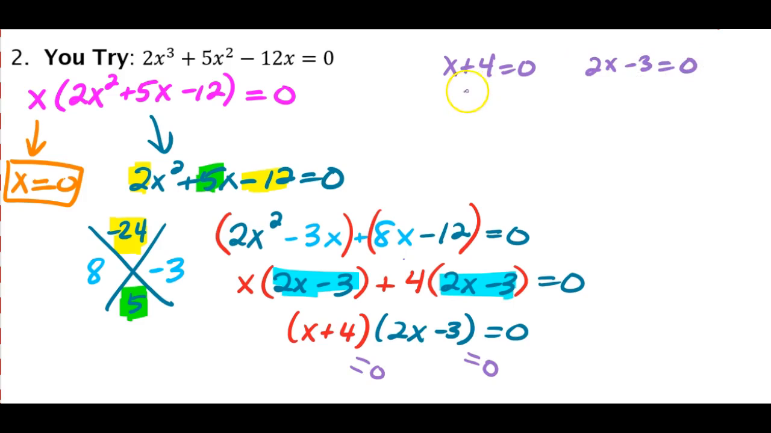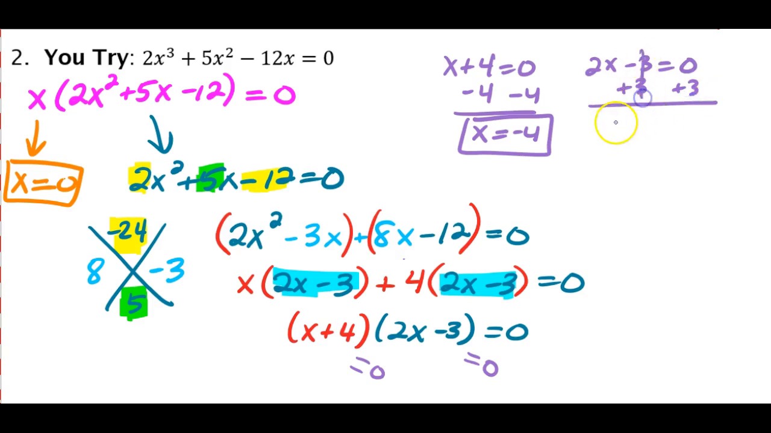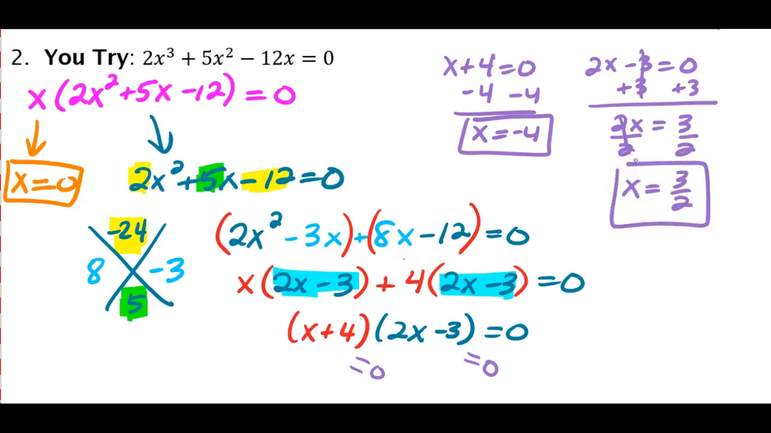So for x plus 4, I'm going to subtract 4 from both sides. And that gives me my other answer, which is negative 4. For my second equation, I'm going to have to add 3 to both sides, leaving me with 2x equals 3. And then finally divide by 2. So my other solution would be x equals 3 over 2. So now I have my three answers. The one that's in orange, x equals 0, and then the two that are in purple.